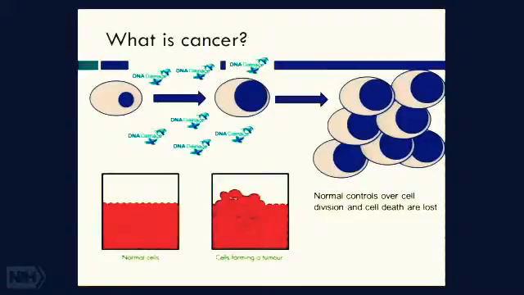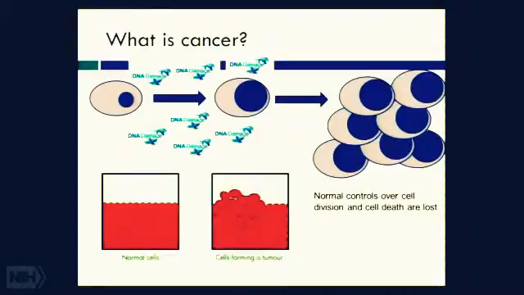Usually it's multiple stepwise DNA damage. And in families that may have, for example, the BAP1 gene mutation that you may have heard of, that might be just the first step in what we call a multi-step set of mutations that can cause cancer. So once you have that critical mass of mutations, the normal controls over cell division and cell death are lost.